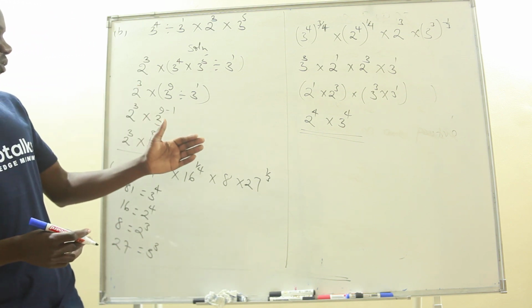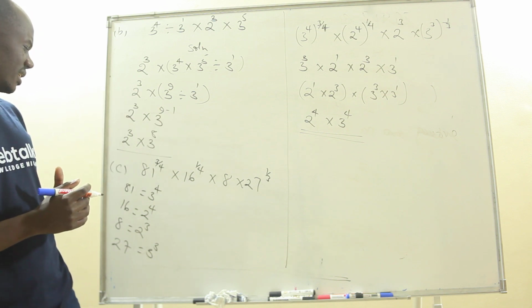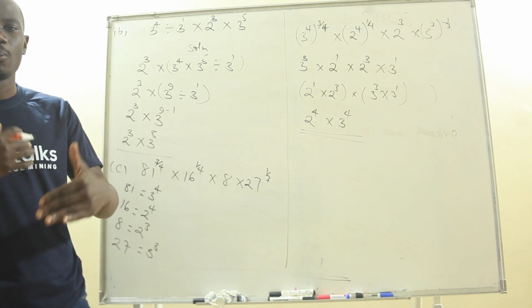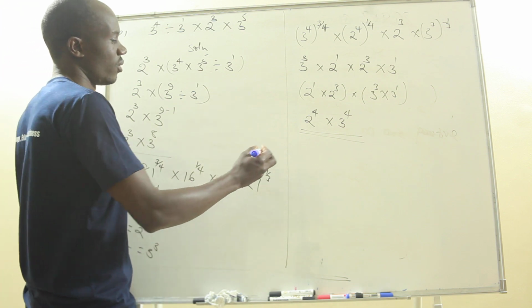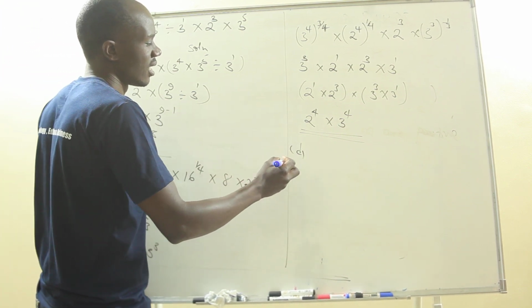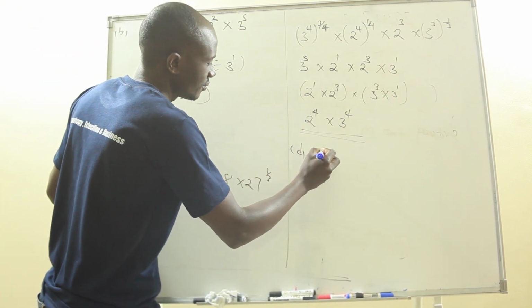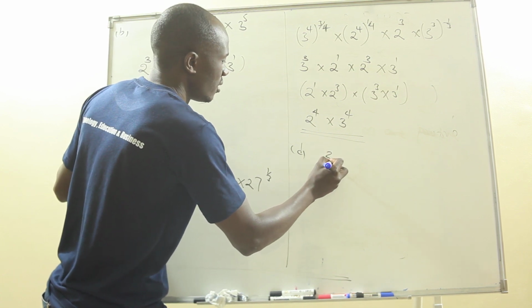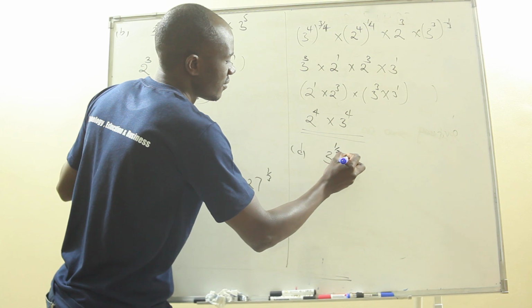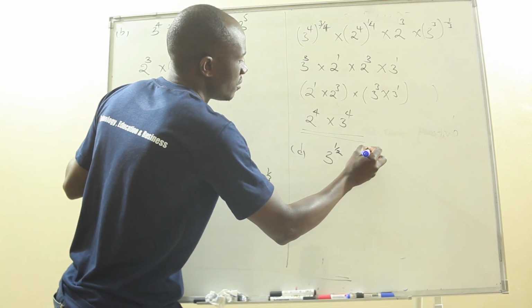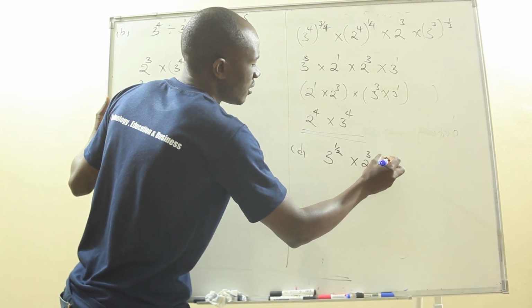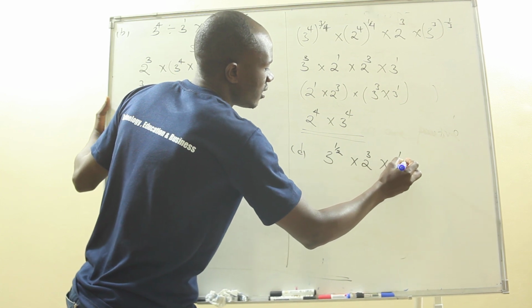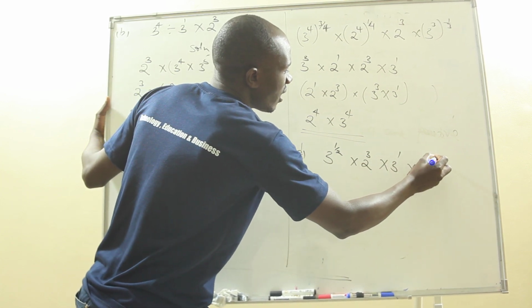So let us look at another example to simplify, before we develop on other laws. Part D comes out and says: 3 power a half, times 2 power 3, times 3 power 1, times 2 power a quarter.